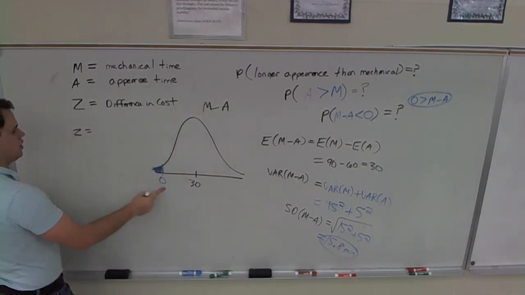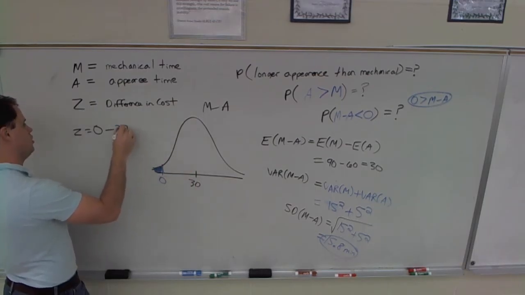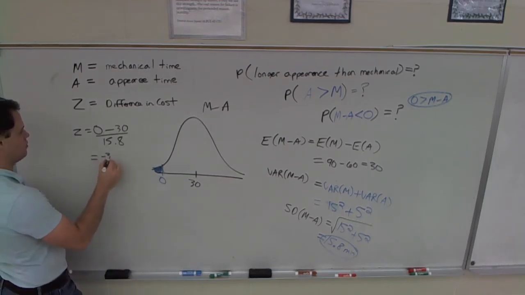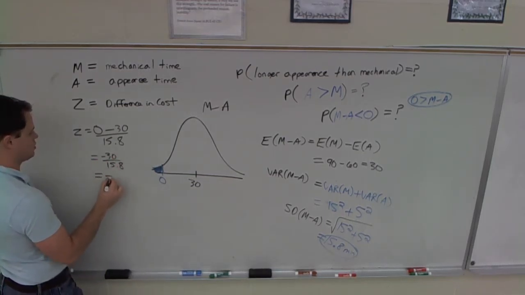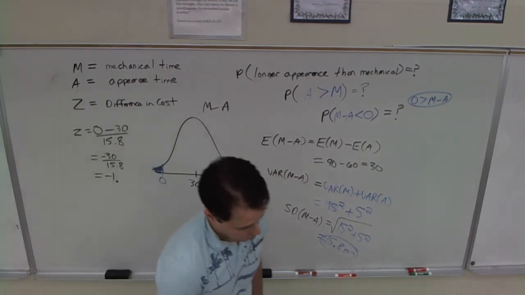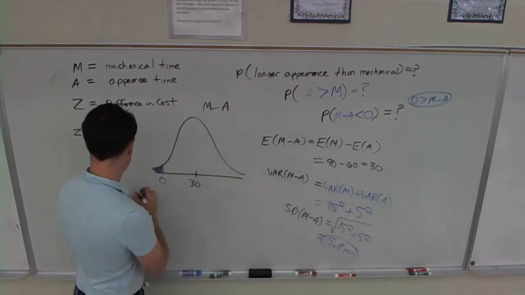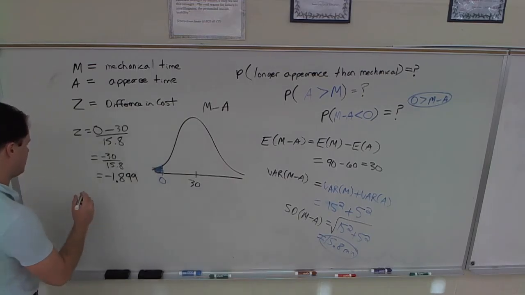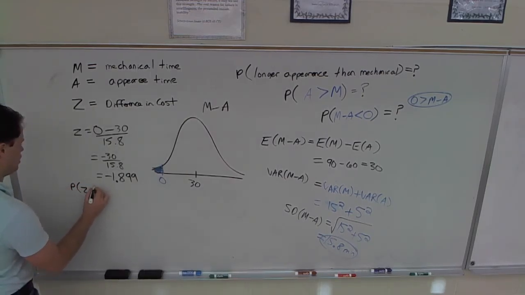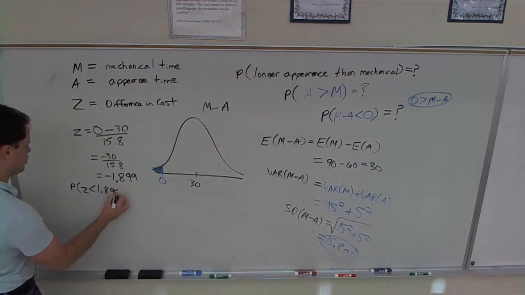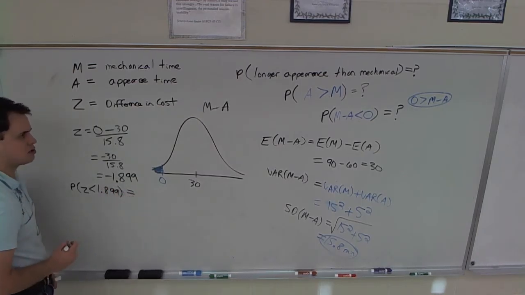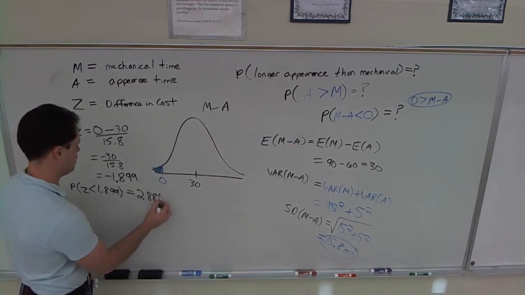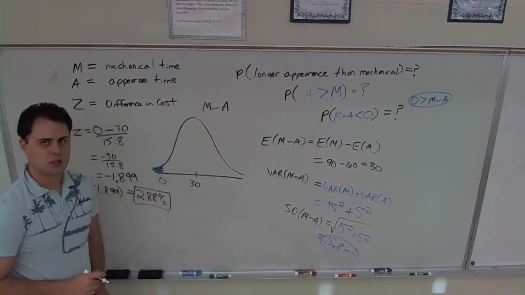So, z-score. Z equals x minus mu over standard deviation, equals negative 30 over 15.8. That's going to be like negative 1 point what? 1.899. So the probability that we're looking for is the probability that Z is less than negative 1.899. You can look that up in the back of your book for the z-score table. I just pulled it out of the book for them, so it turned out to be 2.88%, which is small, matching our picture and our intuition.